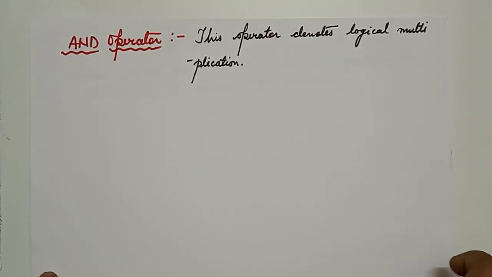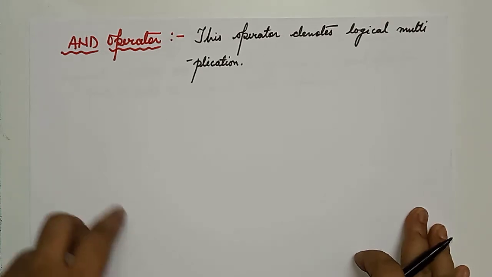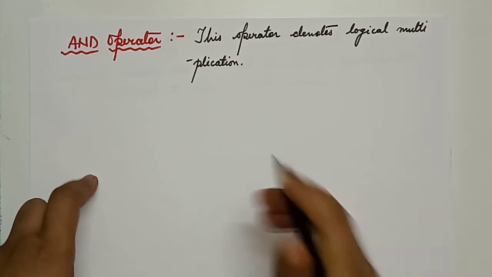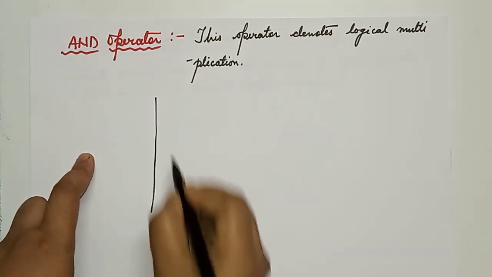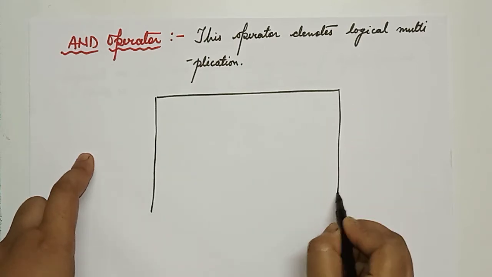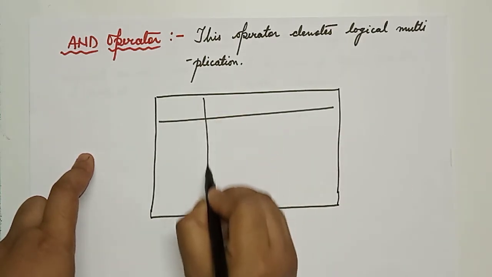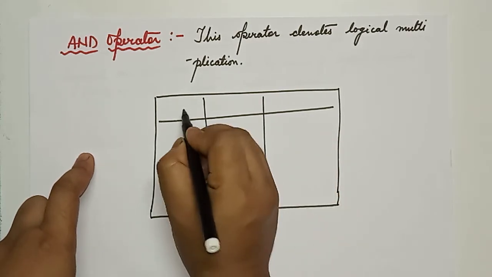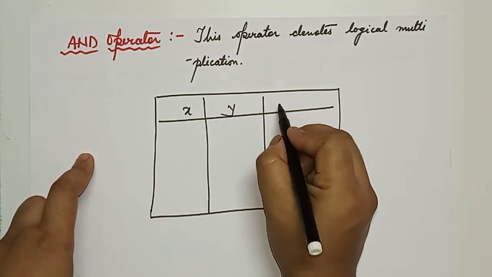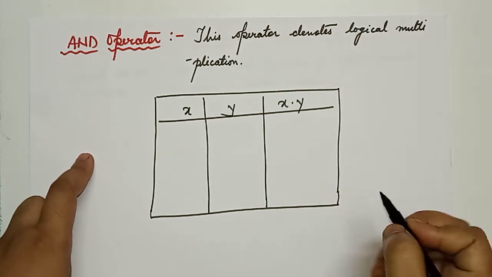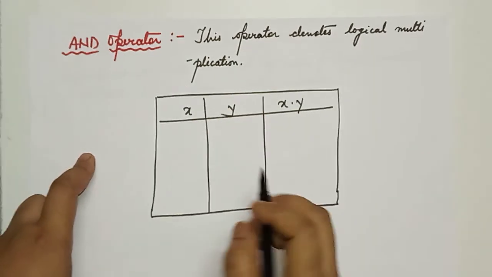AND operator. This operator denotes the logical multiplication. To understand the working of the AND operator, let's draw the truth table. It also works with two inputs. So let's draw a truth table. X, Y are the two input variables and we have to find out the value of X dot Y. Dot represents the AND operator.